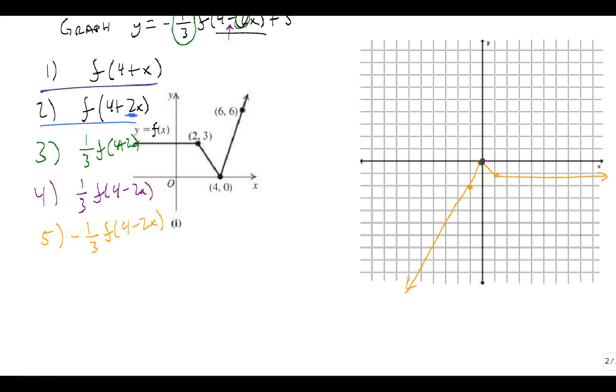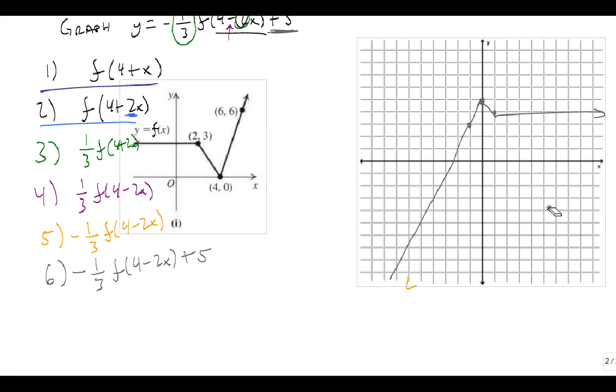All that's left is to get just this plus 5. So our last step actually gives us the full graph, 4 minus 2x plus 5. All of these points are now 5 higher. So 1, 2, 3, 4, 5. 1, 2, 3, 4, 5. 1, 2, 3, 4, 5. And I get this graph, which is 5 higher than the orange one.